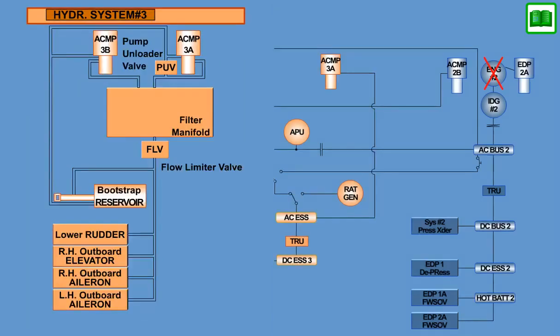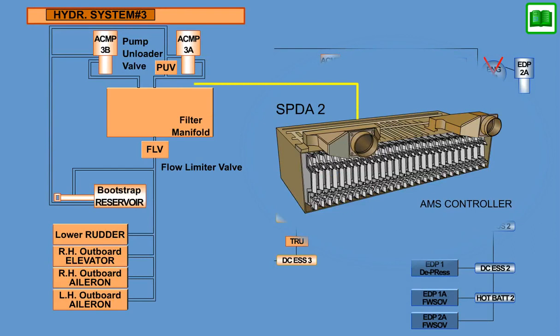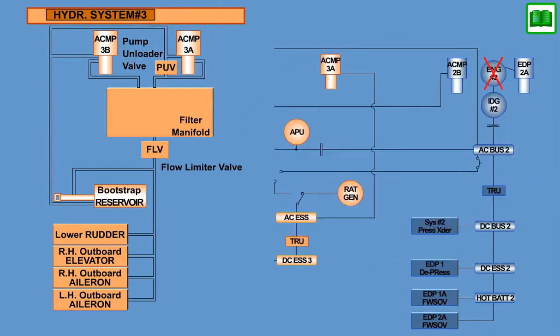At ram air turbine deployment, SPDA-2 commands the pump unloader valve to open, which reduces the fluid flow through ACMP-3A during pump startup. At the same time, the flow limiter valve is energized, which reduces the fluid flow to the users to 1.75 to 2 gallons per minute.